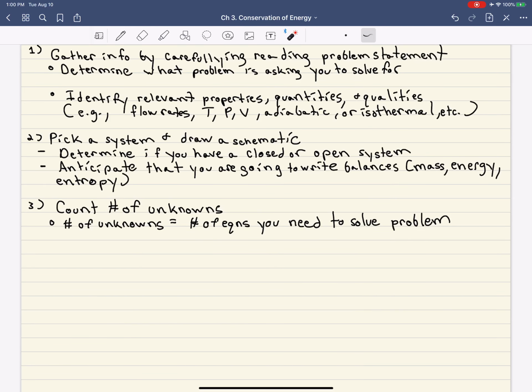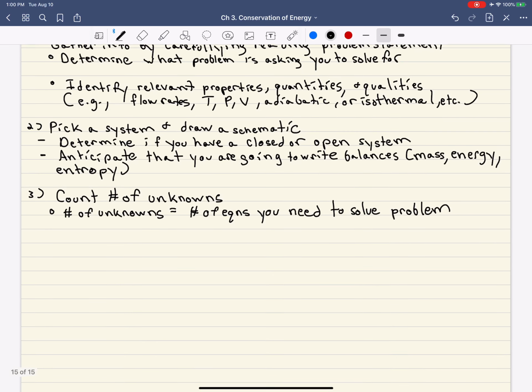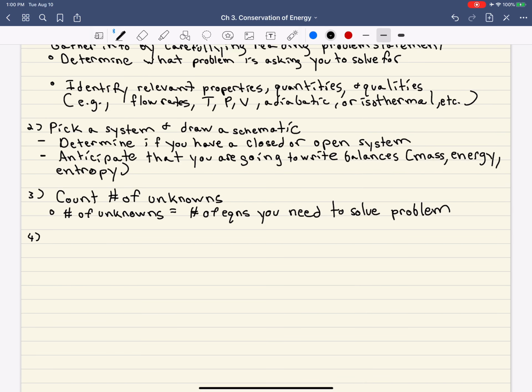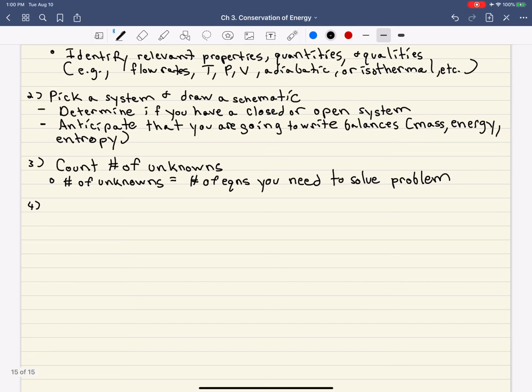Okay? Once you count out the number of unknowns you have, at this point comes a very important step. And this step is when you start listing out the assumptions you're going to make in order to simplify your analysis. So you got to start listing your assumptions, the approximations, and also I'll add on to here, you should also start listing out the reference conditions for each species in your system.